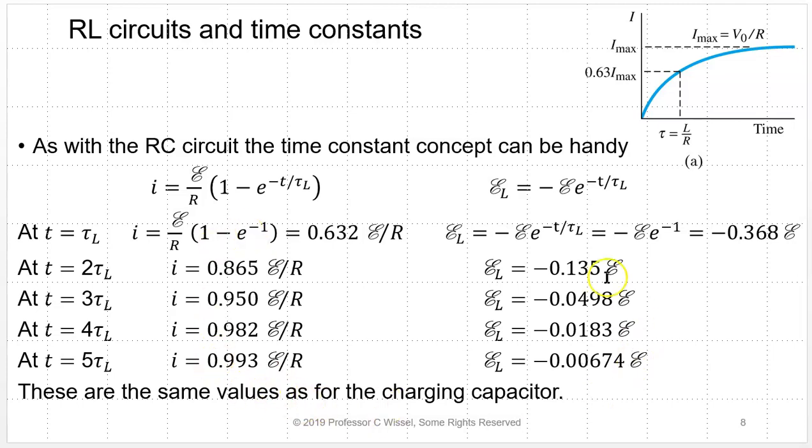These numbers here are the same values as were for a charging capacitor. Because it has the same exponential time dependency, these two equations look exactly like, or very much like, the RC equations. So they'll behave alike.